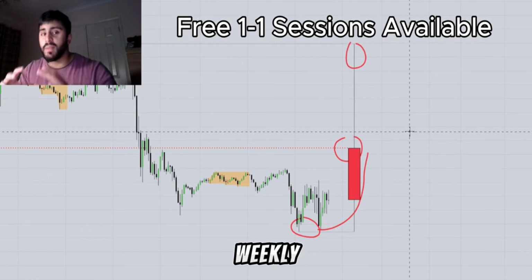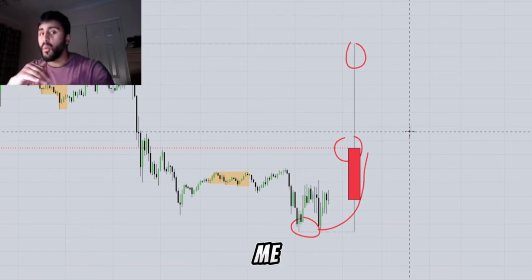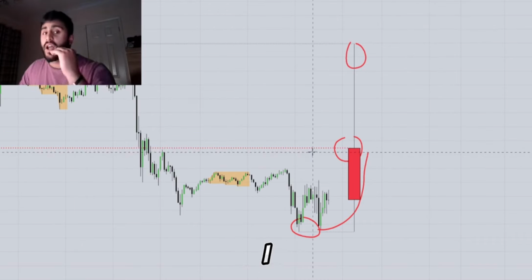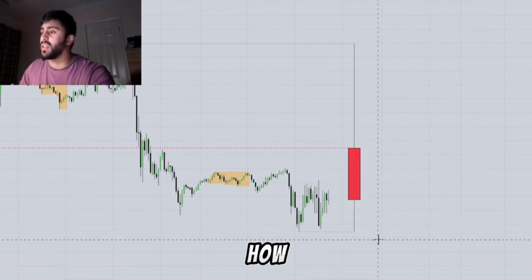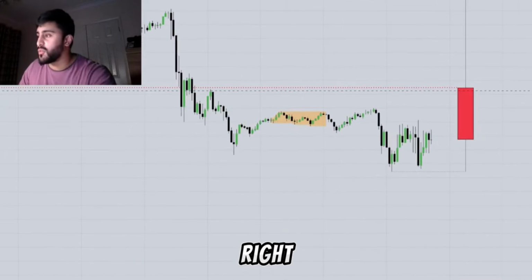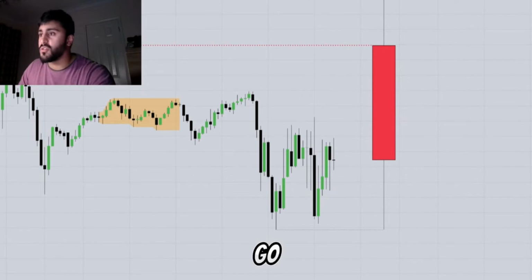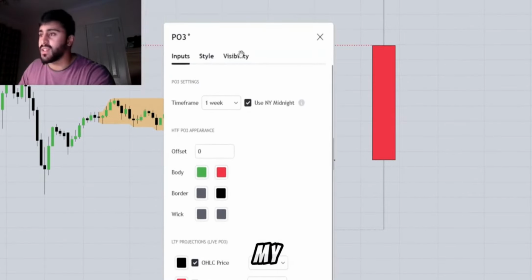So I use the weekly power of three just to tell me where we are in line with the weekly opening. So we're below this weekly opening price. I look for buys. That is basically how the, I guess, algorithm works, right? So if we look more closely onto the price action we had on Wednesday, right? If we just go to the power of three, I just want to show people my settings.